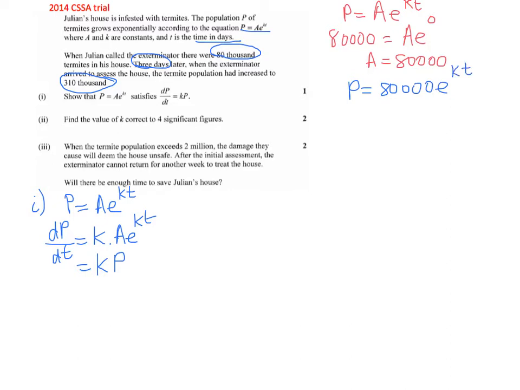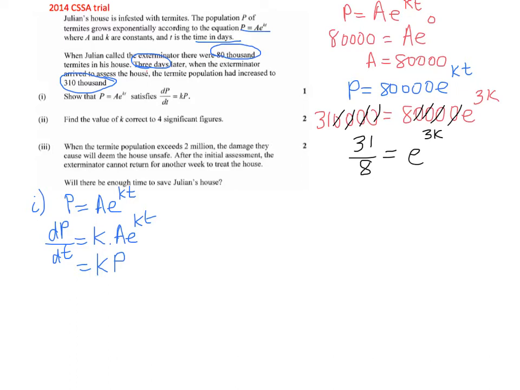Now to find k, we need to use this second bit of information in the question. 3 days later, when t equals 3, P equals 310,000. So when P equals 310,000, substitute those in. You've got 80,000 e to the power of k times t. Remember, t is 3, so that's to the power of 3k. Solving this equation, let's divide both sides by 80,000. So we get 31/8 equals e to the power of 3k.